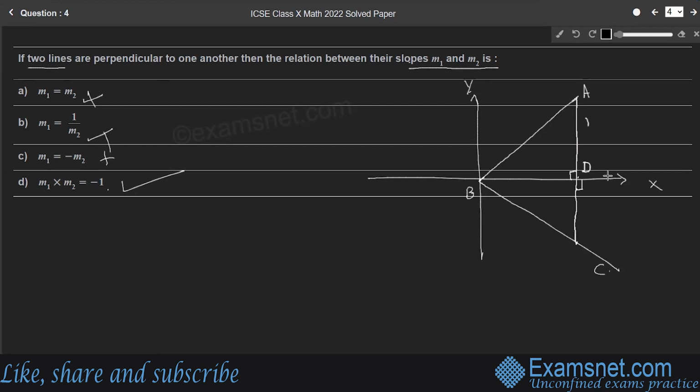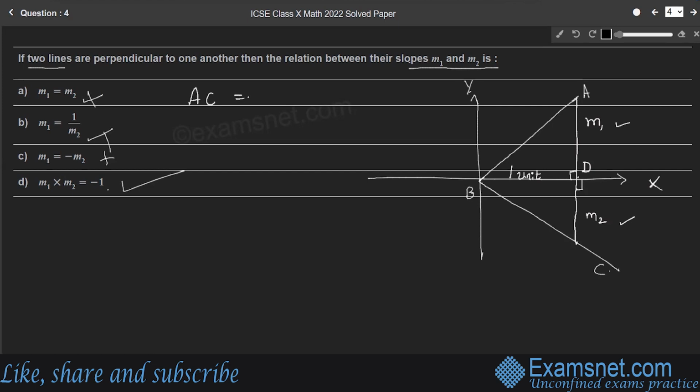So here M1 is slope of the first line, M2 is slope of the second line. So let BD distance be 1 unit. It may be 1 centimeter, 1 meter. Since it is along the positive x-axis, BD value is positive, 1 unit. So we need the relation between M1 and M2. For that, we need to consider AC distance. So first let us consider AC.